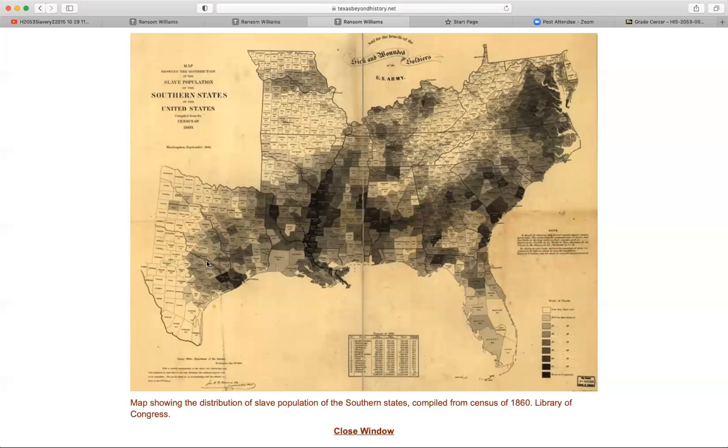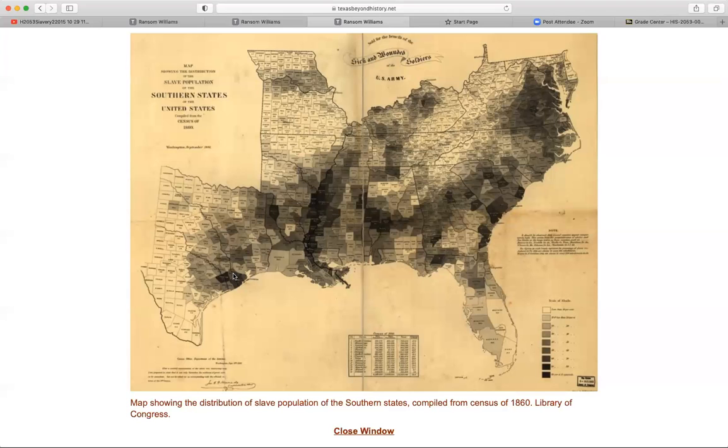So Texas is the furthest west of the slave states, and San Antonio arguably is the furthest western city. There were slaves in San Antonio, but not nearly as many slaves in San Antonio as there were in places like Houston, in the area around Houston, in East Texas. And just to remind you, about 183,000 slaves in Texas by 1860.